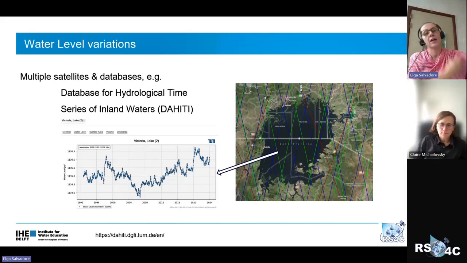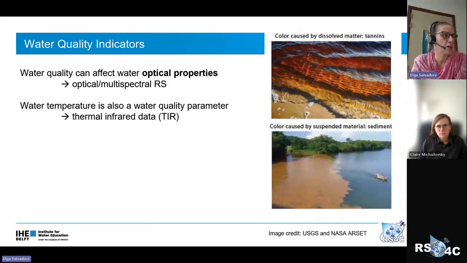Another interesting thing you can use remote sensing for is to look at water quality and derive water quality indicators. So we know that water quality can affect some of the chemical but also optical properties of water. So we use optical and multispectral, particularly multispectral remote sensing for this application, which is something Claire really discussed in detail. But you can also look at the temperature of the water as a parameter for looking at water quality. So thermal infrared can also provide information there.